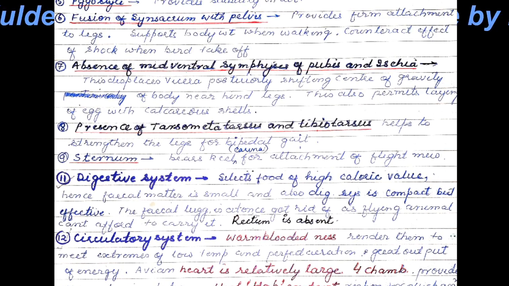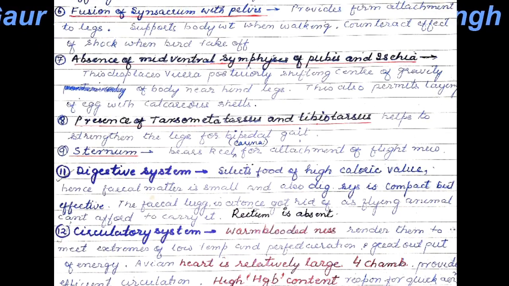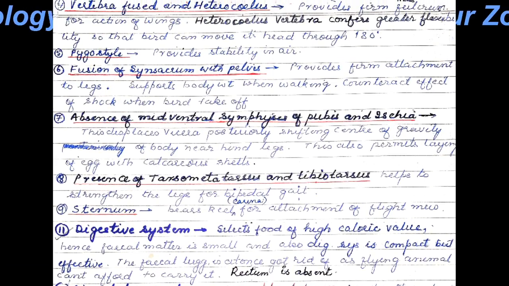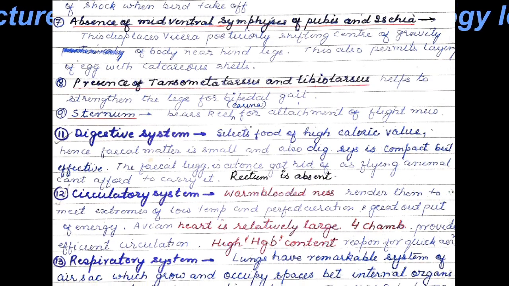And right now we are mentioning the physiological adaptations of birds for flight. Earlier we had seen morphological and anatomical adaptations. In the digestive system, the birds have a tendency to select food of high caloric value. Hence, their fecal matter is very small, and the digestive system of the birds is very compact too, but it is very effective. The fecal luggage is at once got rid of as the flying animal cannot afford to carry it.